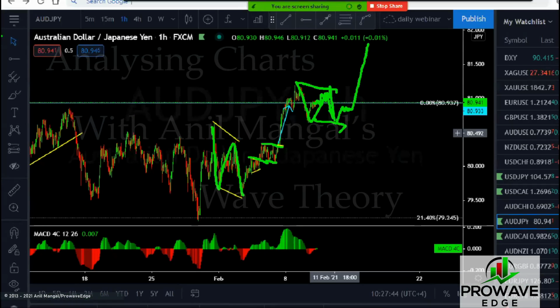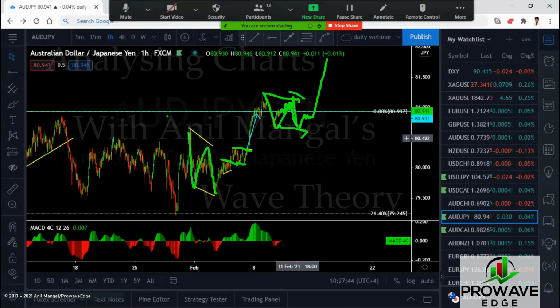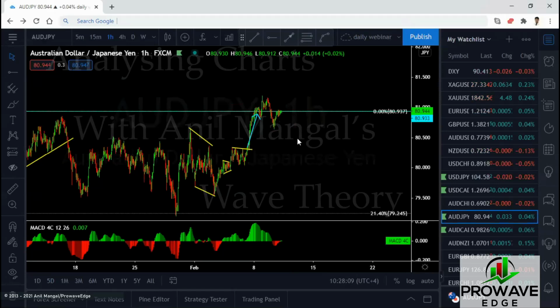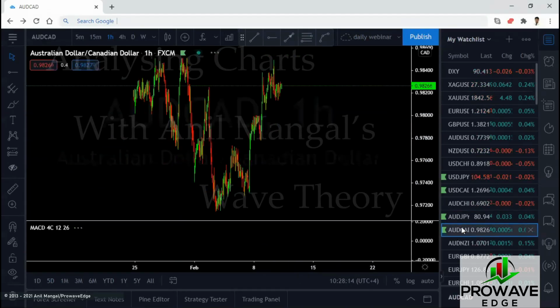Now, can we trade within this? Can we trade within this zone? I mean, buys and sells. If the risk to reward is there, we can. And right now where it is, there's no risk to reward in any trade.